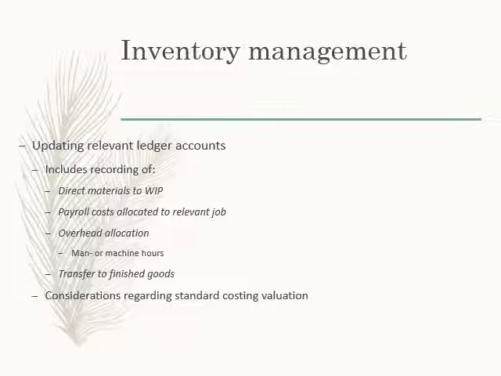And then lastly, the transfer of the final cost of your finished goods manufactured to your finished goods inventory. Remember that when you are making use of a standard costing system, inventory should be recorded at the standard cost, and the various standard costing variances also have to be recorded in the accounting records and monitored by management.